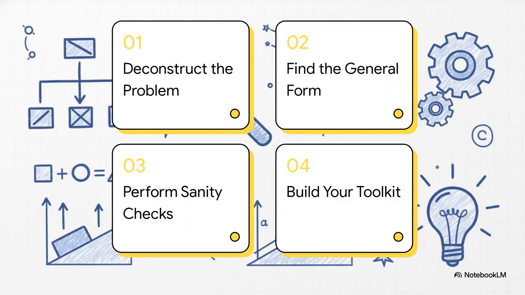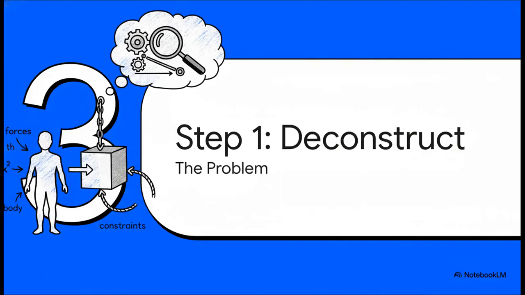So here's our game plan. It's a clear, four-step process. First, we're going to deconstruct the problem, break it all down. Second, we'll build the equations in that general form we just talked about. Third, and this step is absolutely crucial, we're going to do some sanity checks to make sure our logic holds up. And finally, we'll wrap it all up by turning this method into a powerful toolkit that you can take with you to solve pretty much any problem. All right, let's get into it.